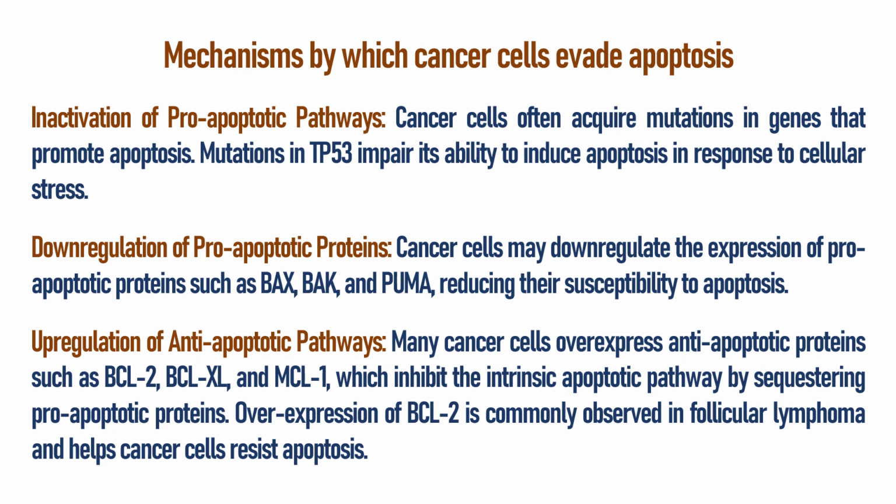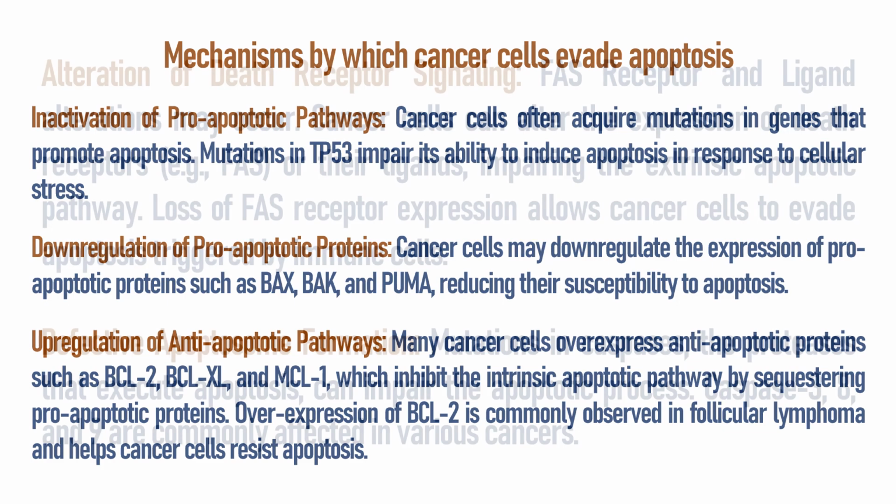Upregulation of anti-apoptotic pathways. Many cancer cells overexpress anti-apoptotic proteins, such as BCL2 and MCL1, which inhibit the intrinsic apoptotic pathway by sequestering pro-apoptotic proteins. Overexpression of BCL2 is commonly observed in follicular lymphoma and helps cancer cells resist apoptosis.